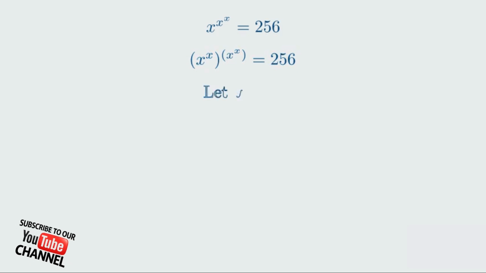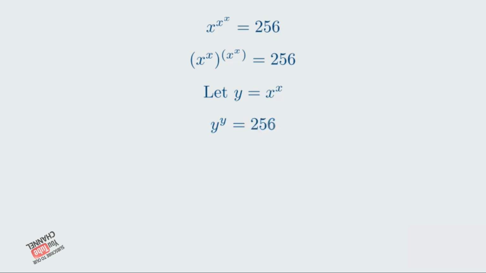We have x to the power of x to the power of x equals 256. The left side is of the form a to the a, where a is the expression x to the x. We can write this as x to the x raised to the power of x to the x equals 256. Now, let's substitute a variable, say y, for the repeating expression x to the x. So, we let y equal x to the x. Our equation becomes much cleaner. y to the power of y equals 256. This is a simple power equation we can solve directly.